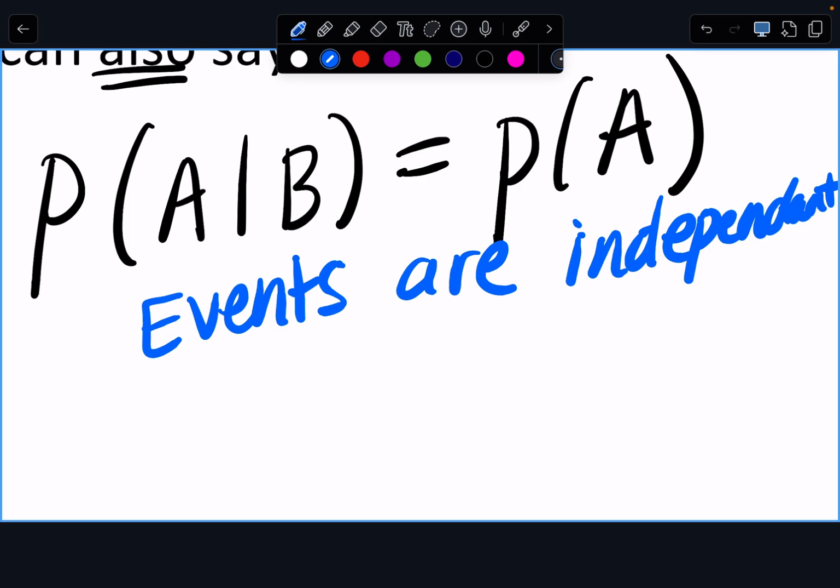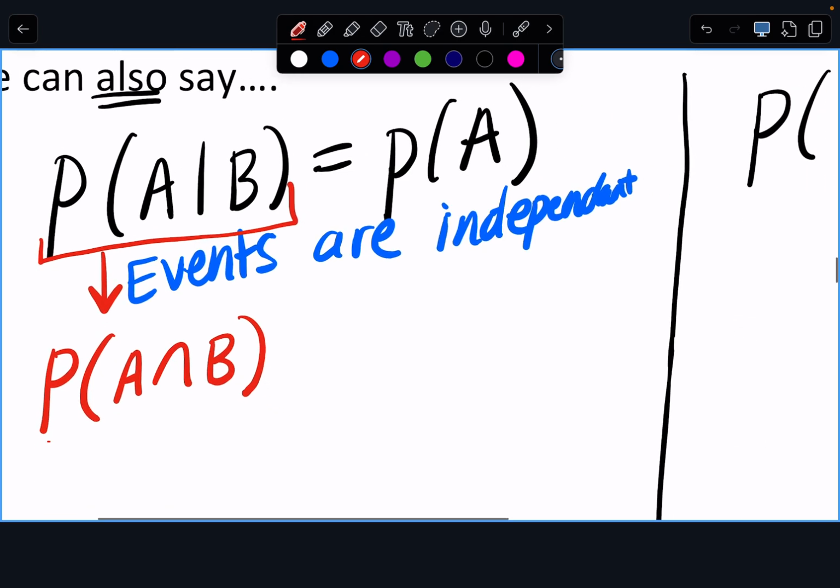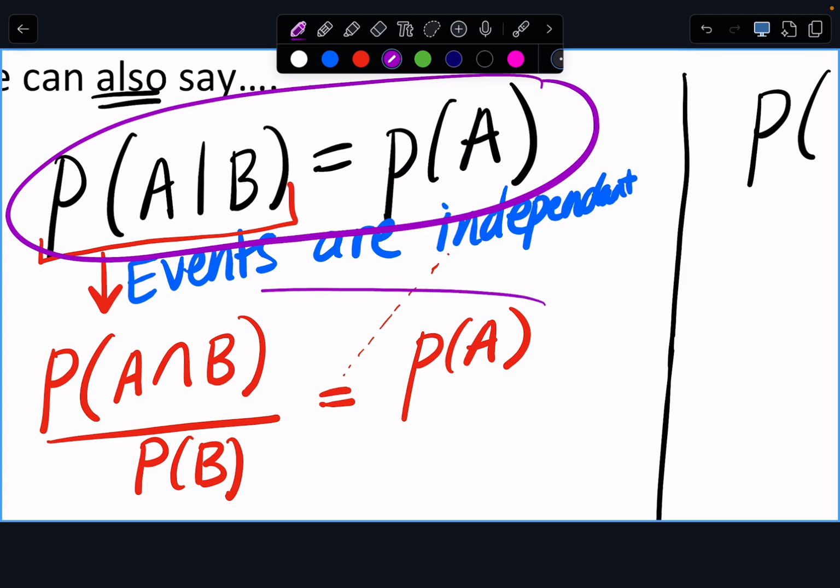Sometimes this formula is useful, but sometimes a more detailed formula is useful. Isn't there a way to be more detailed on A given B? What is that actual formula? We learned it last time. That would be the probability of A intersect B divided by the probability of B, and that will equal, and then what will that need to equal if they're independent? The probability of A. So sometimes you'll be able to just use this top formula, and then sometimes you'll need a more detailed formula.